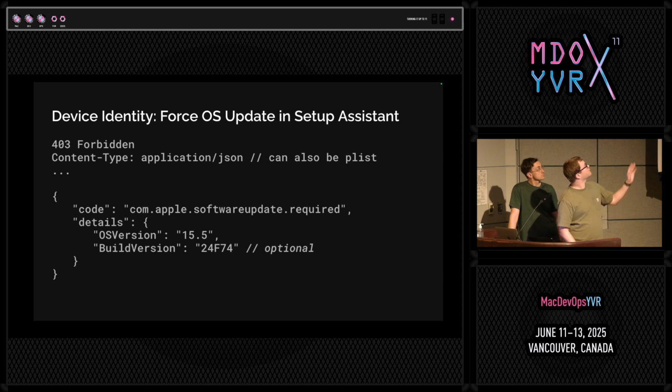To actually force the version, it's pretty easy. When the device does the initial request for an enrollment profile, instead of returning an enrollment profile, you return an error 403 forbidden with JSON and just specify what OS version you want it to update to. And the device will be forced to update. It'll update, reboot, and then restart the enrollment flow.